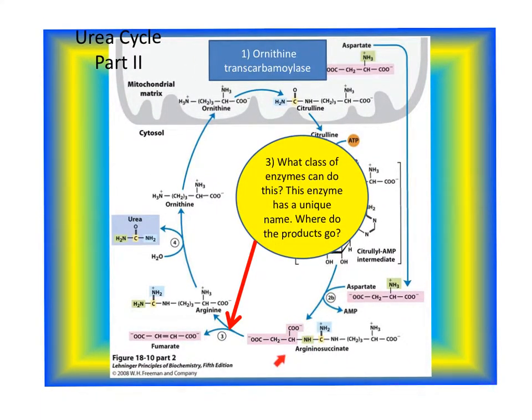So this third step is we take this argininosuccinate, and what it's going to do is cleave it, or cut it, so that the pink part comes off, and that's fumarate. Right? Before we go any further, where can fumarate go? Citric acid cycle, all right? And then this is just arginine.